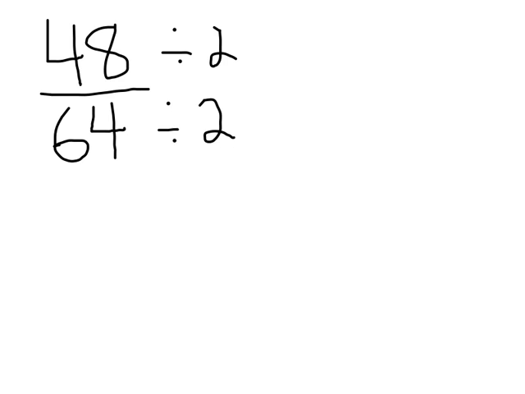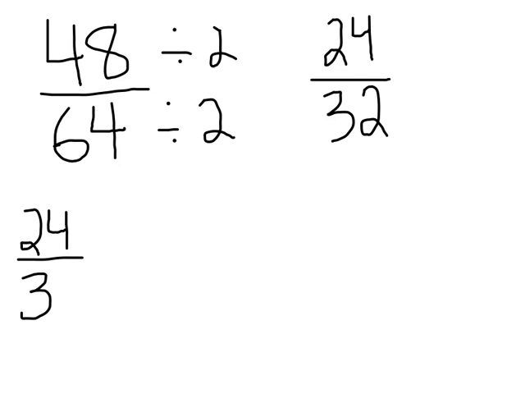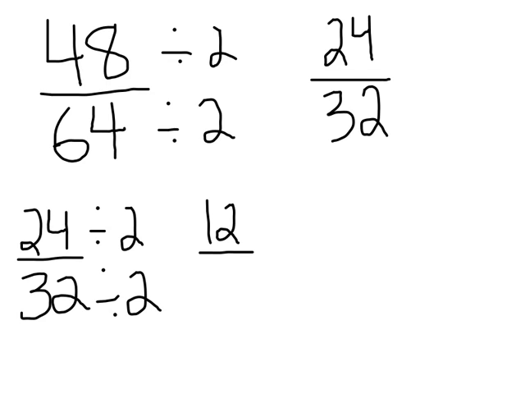48 divided by 2 is 24, and 64 divided by 2 is 32. Now, this is not the most simplified form, because both of these numbers can still be reduced down. So I'm going to rewrite my fraction down here, and I'm going to keep dividing by 2 throughout, since they're still both even numbers. 24 divided by 2 is 12, and 32 divided by 2 is 16. Yep, I can keep going here, so let me go ahead and divide by 2 again.